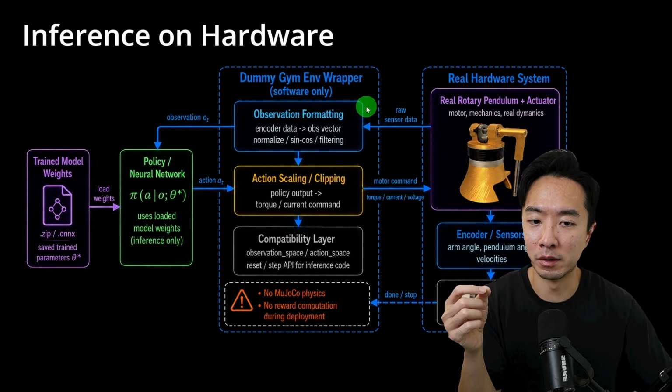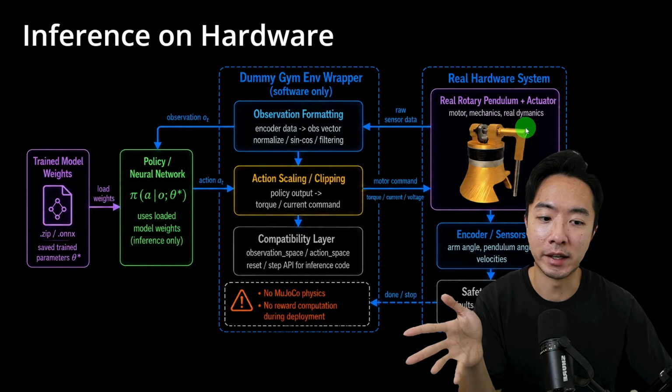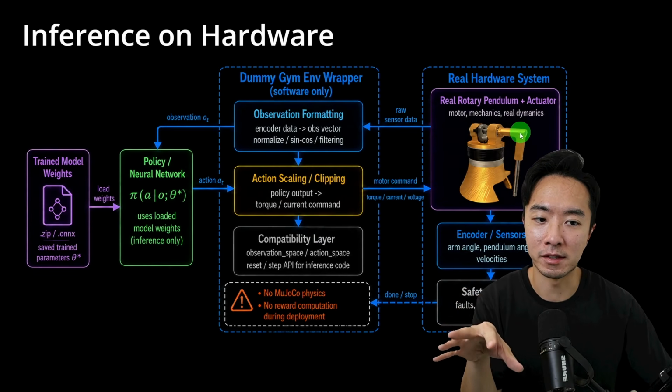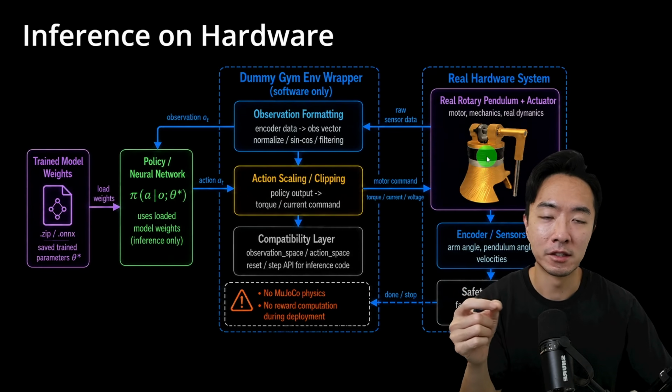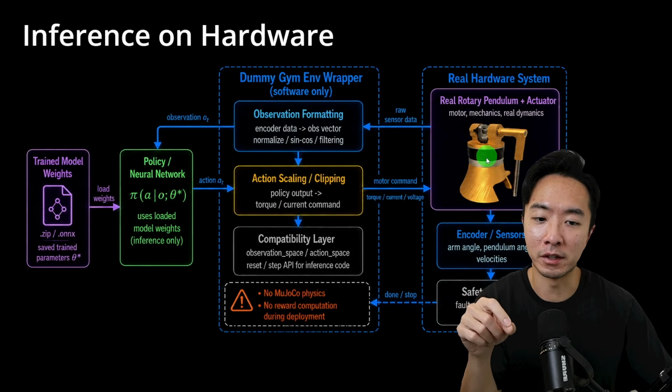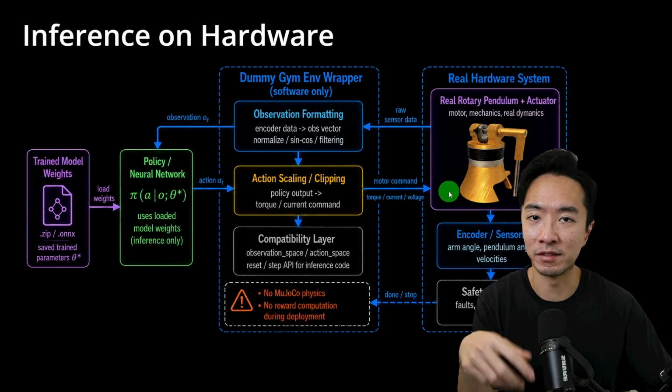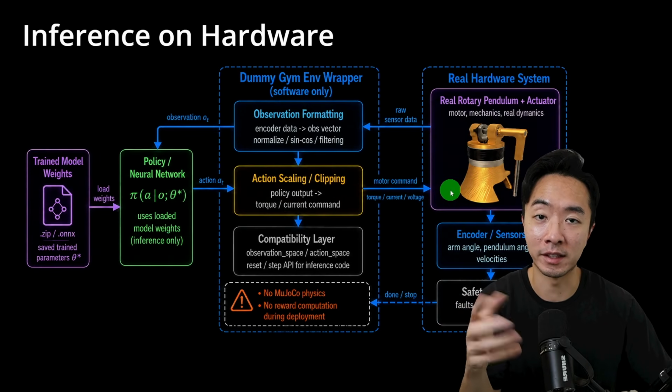So that's the middle layer that you see. And then on the right, this is your actual hardware system. So here we have an actuator that has encoders. You're going to be taking those encoder values, passing them back, and receiving motor commands. In this case, we're taking current.